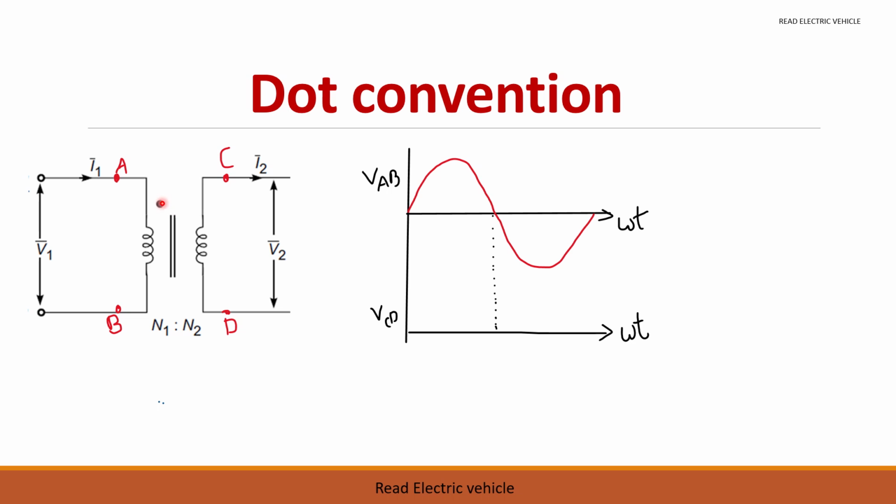If you see this case, one dot is here, another dot I am keeping it here. In this case, the waveform will be out of phase. So the VCD waveform should be out of phase. There are many things related to dot convention which we can see later. That is whether the current is entering a dot or leaving the dot. Depending upon that, waveforms will change.